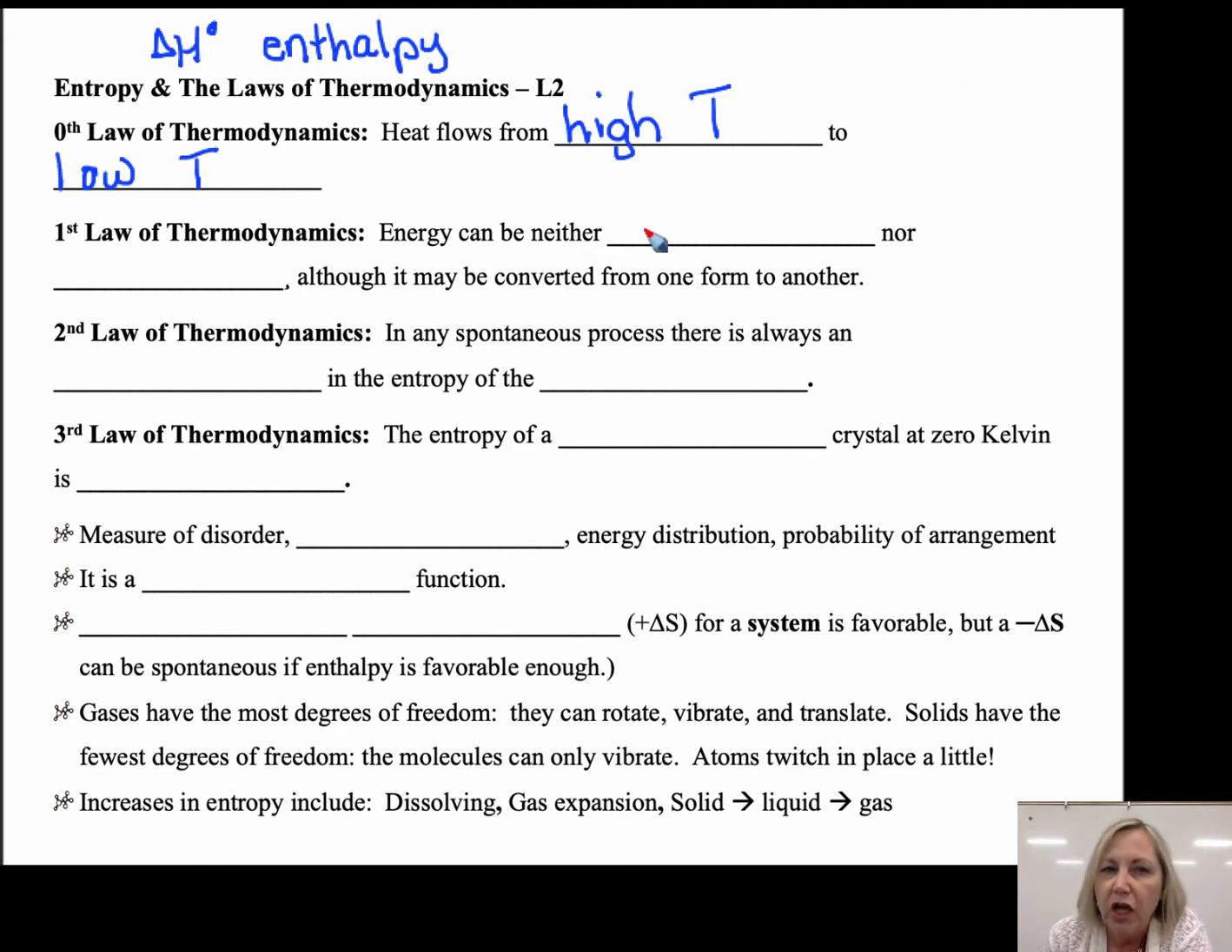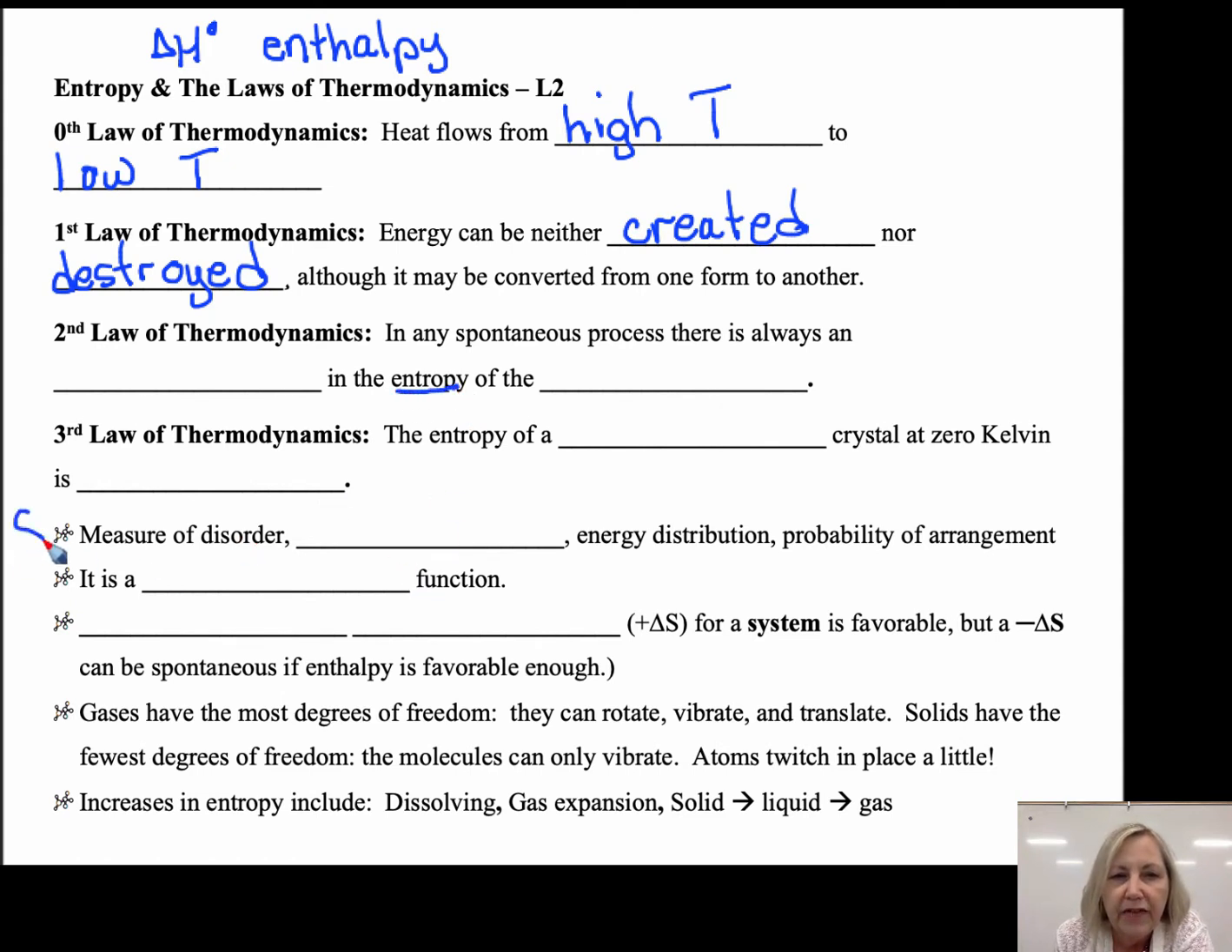Okay, the first law of thermodynamics says energy can be neither created nor destroyed. However, it can be converted from one form to another. For example, chemical energy can be converted into electrical energy. Mechanical energy can be converted into electrical energy. So we can have transformations of energy, but the first law of thermodynamics says ultimately energy can be neither created nor destroyed. The second law of thermodynamics is what introduces this concept of entropy.